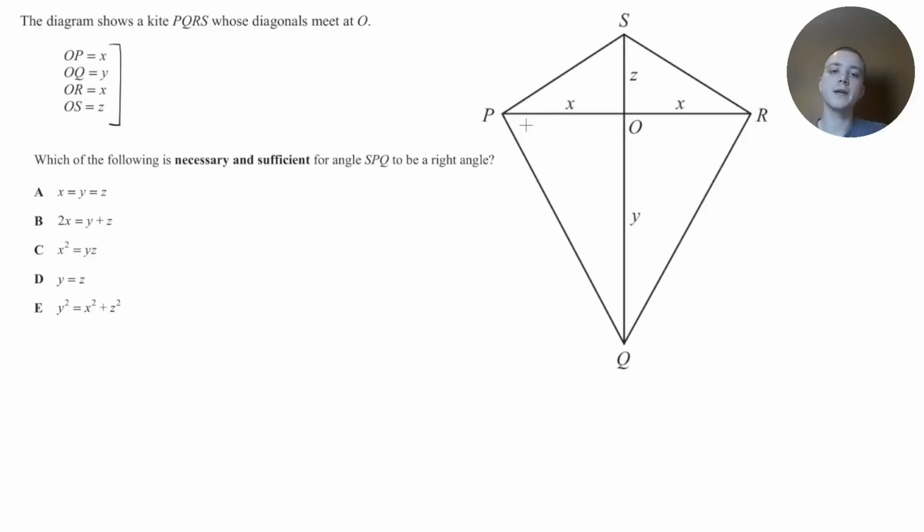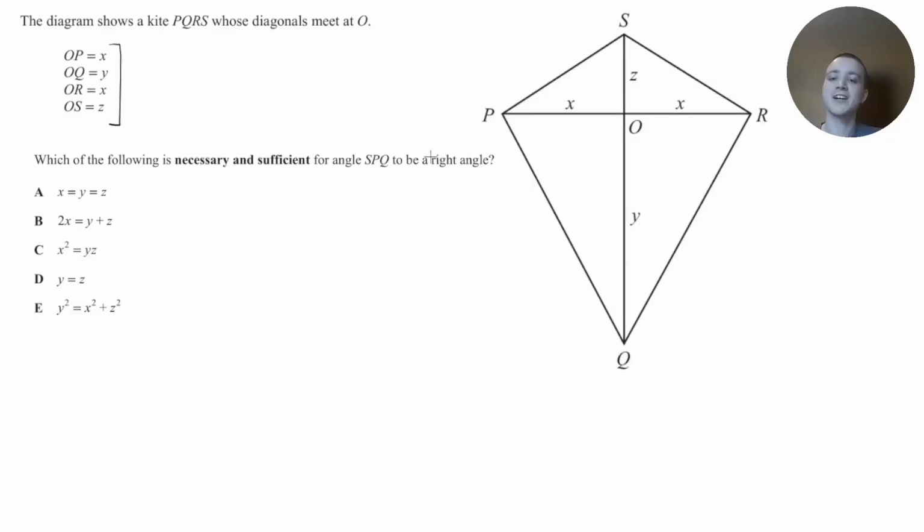Now, whenever you have some information like this and a diagram, you do want to double check that all the information you're given is on the diagram, and in this case it is. So we can largely ignore this over here. We're asked which of the following conditions, A, B, C, D, or E, is necessary and sufficient for angle SPQ to be a right angle.